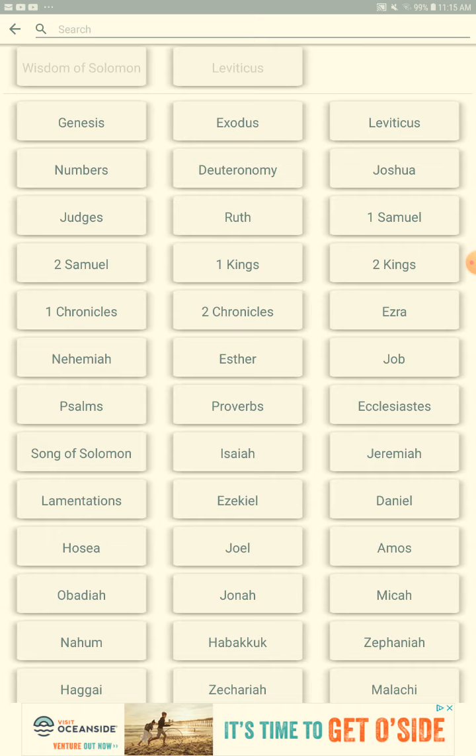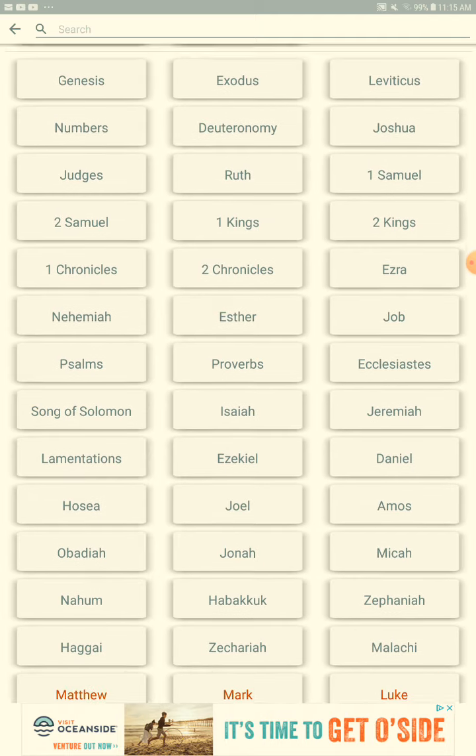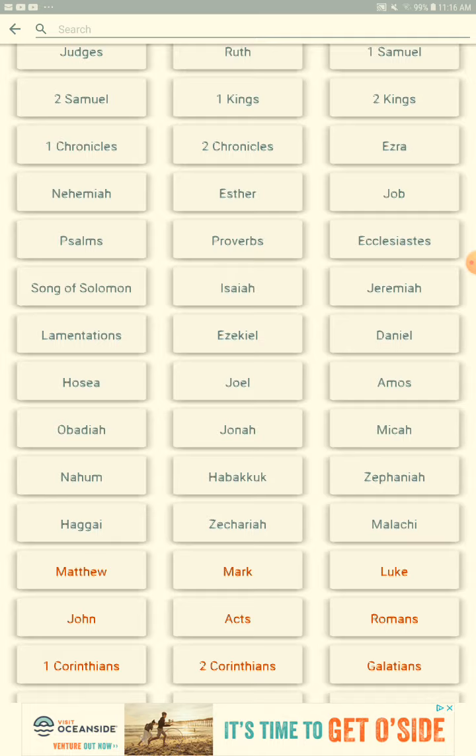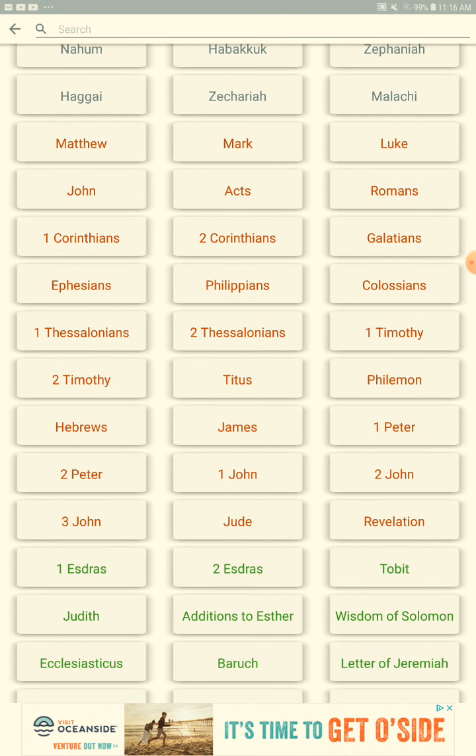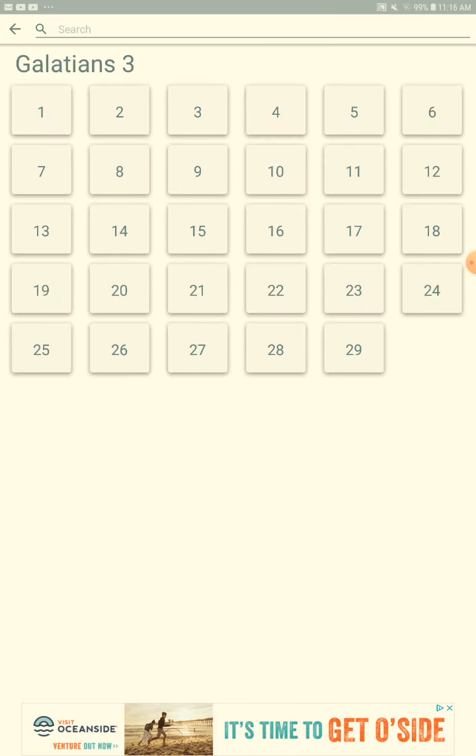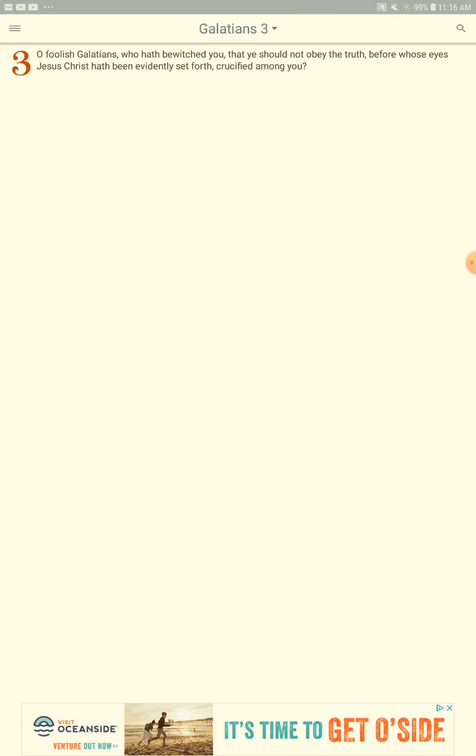So let's get back to... let's see. Let me read one more, and then I'm going to get back to Matthew, the 1st chapter. Go to Galatians 3:16.